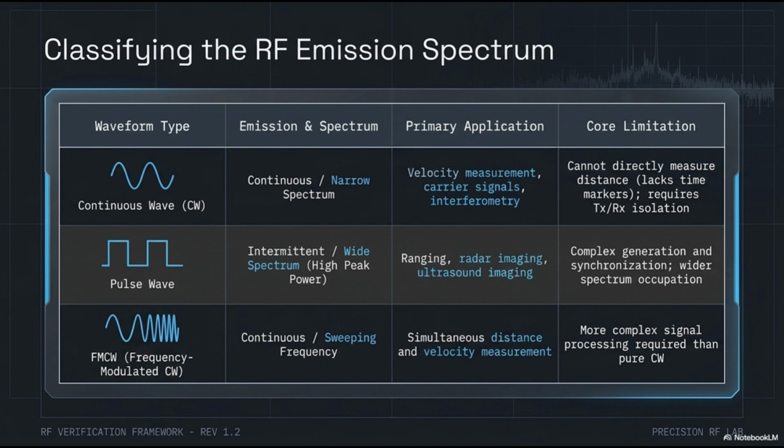When we compare CW with pulsed waveforms or FMCW, its characteristics become very clear. CW has an extremely narrow spectrum with highly concentrated energy, which gives it excellent signal purity. Although it does not provide direct time markers for ranging like pulsed signals, CW is highly valuable for speed measurement, carrier verification, and interferometric measurements.